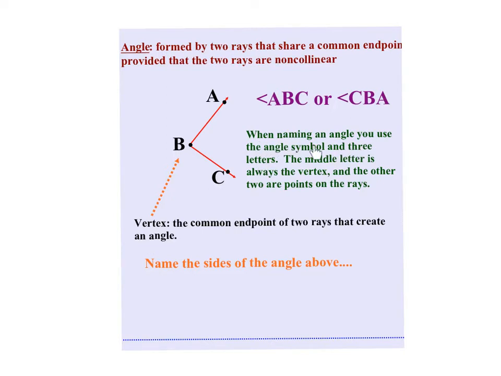When naming this angle, you use the angle symbol and then three letters. The middle letter, as said before, is always the vertex, and the other two are points on those subsequent rays. Name the sides of the angle above. So the angle above is created by ray BC, which is this ray right here, and ray BA, which is the ray noted in blue. Let's continue on to the next topic.